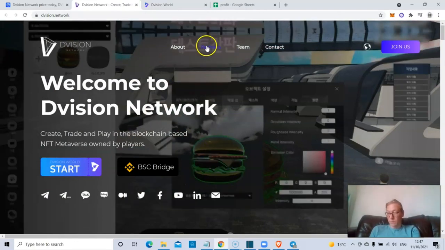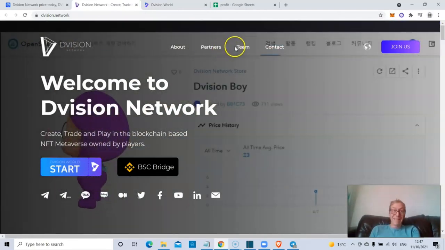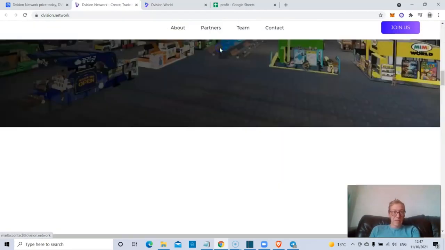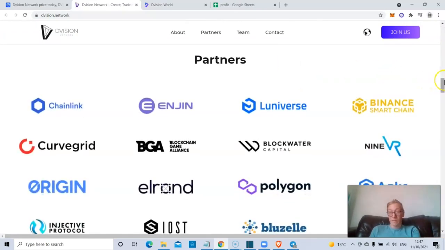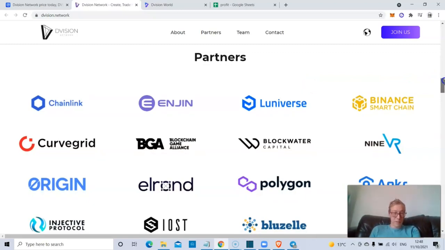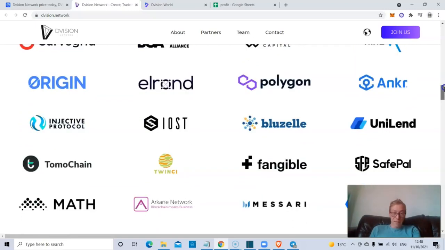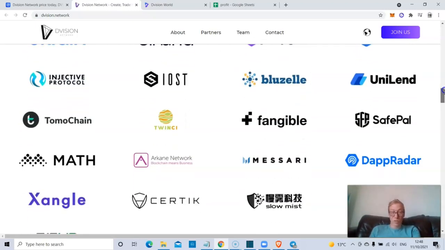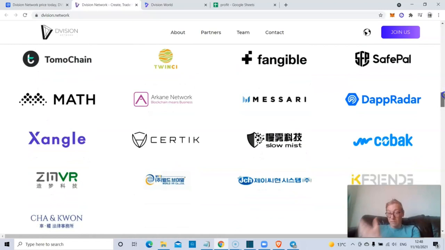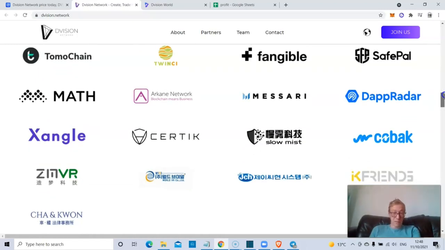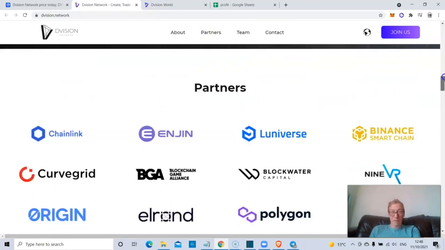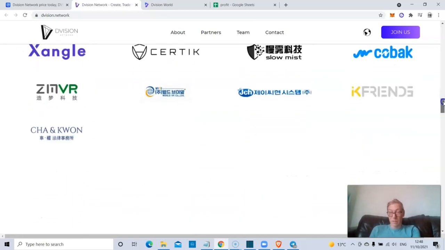Obviously, BSC chain is the smarter thing to use because fees will be significantly lower. In terms of partners, they've got an enormous ecosystem of partners. Engine, obviously, one of the gaming crypto beasts, but they've also partnered with Elrond, Polygon, Injective, IOST, Anchor, TomoChain, Math, Certik have audited it, and Slowmist, I believe, have audited it as well. They've got a hell of a partnership ecosystem within crypto land.